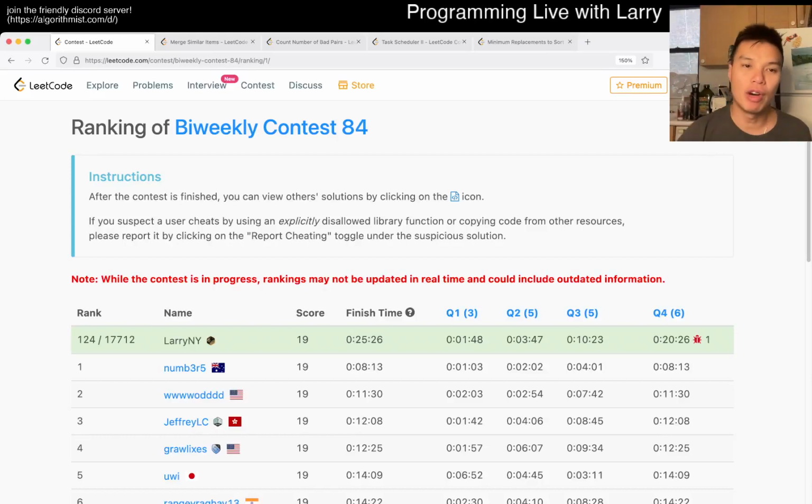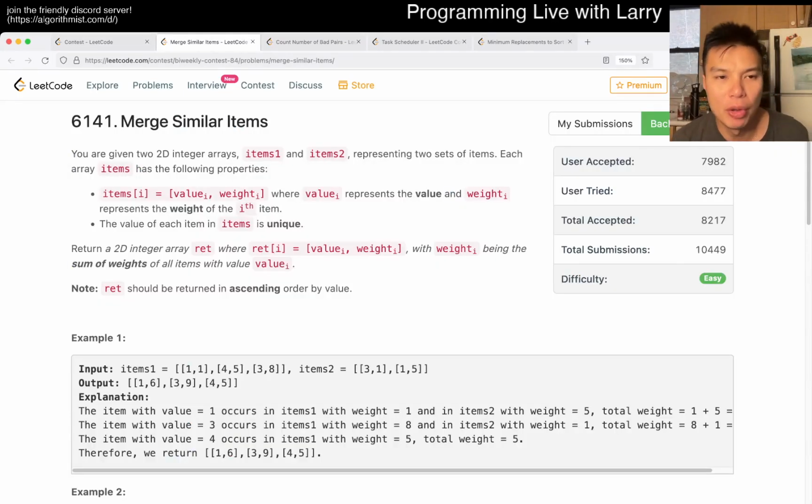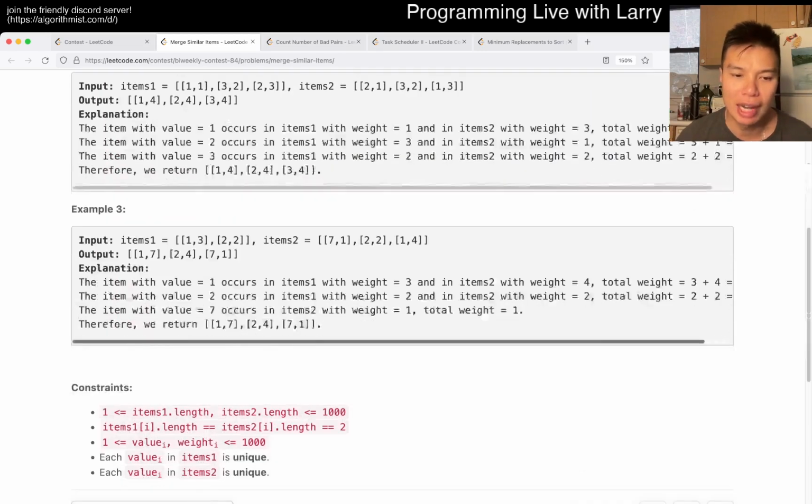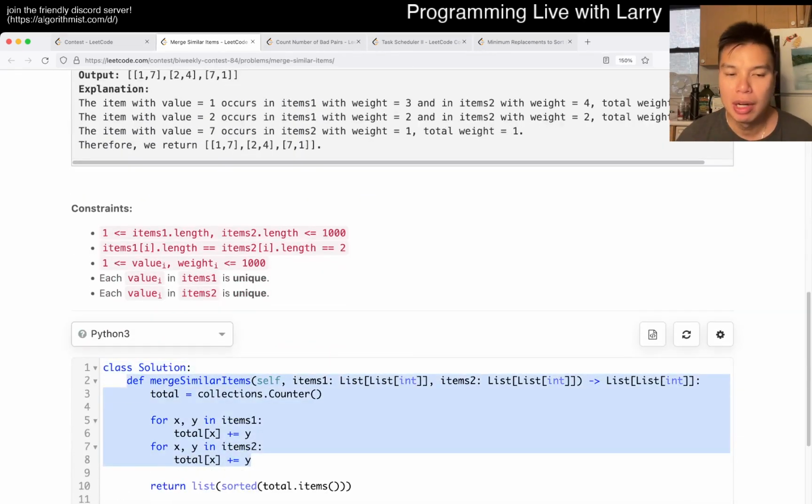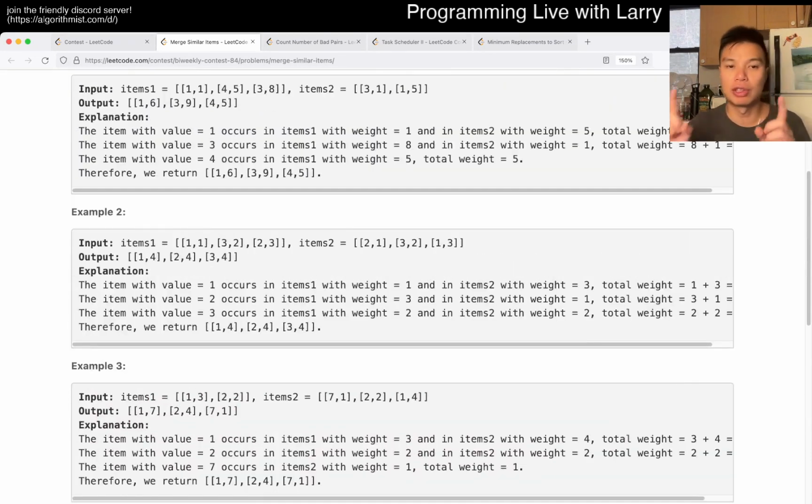This is me going over Q1 of the bi-weekly contest 84, merge similar items. So this one, you just have to merge similar items. You can actually do it in two ways. The way that I did it is with a lookup table, and it is going to be slower, but not by that much.